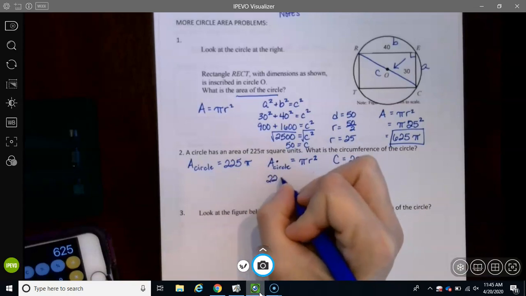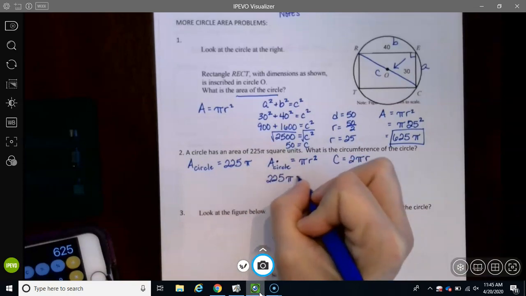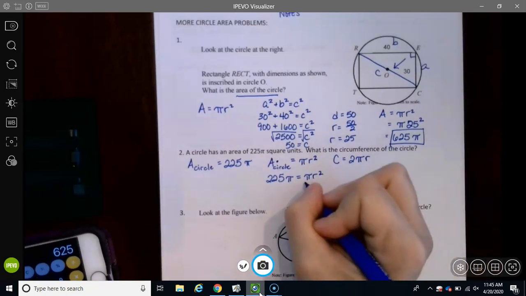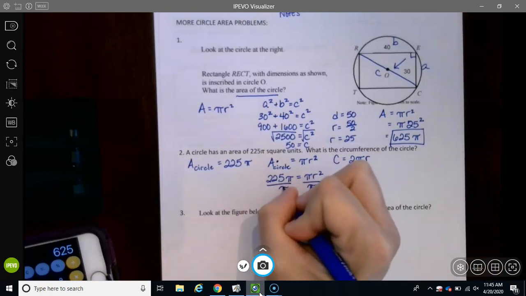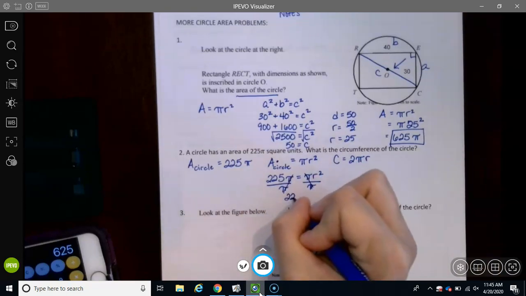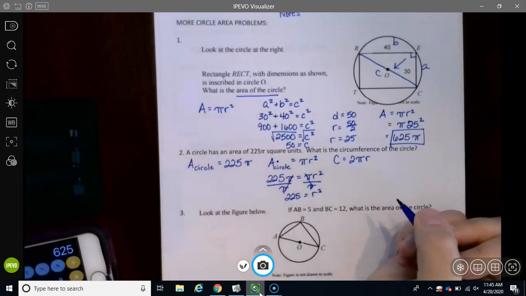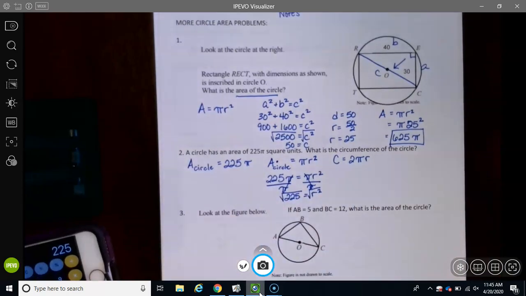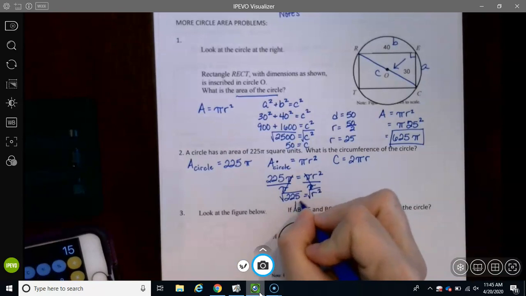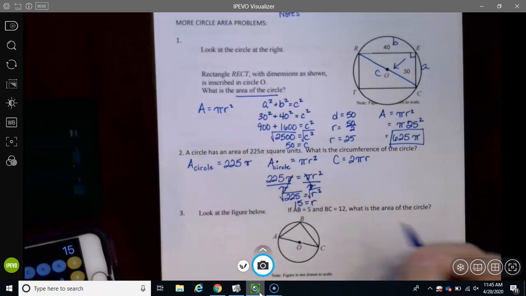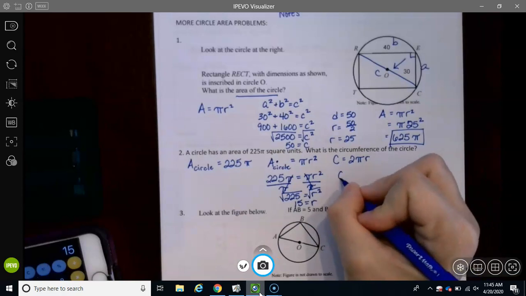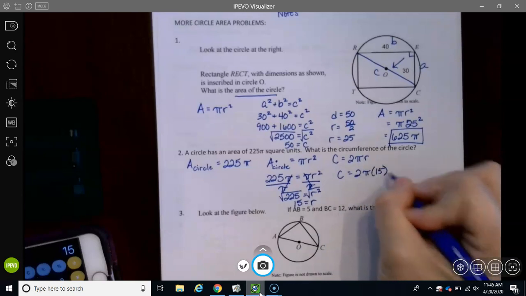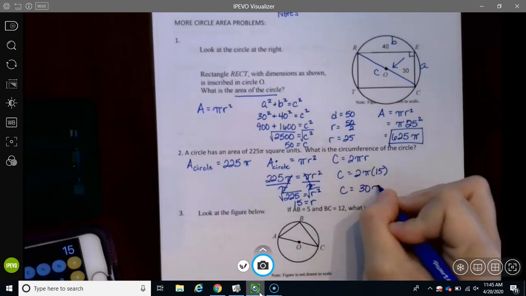So replace the area of the circle with 225 pi. So we get that equals pi r squared. Work towards getting r by itself. So divide both sides by pi. Pi's cancel out. We're left with 225 equals r squared. We want to know what r is, not what r squared is. So we got to take the square root of both sides. And we take the square root of 225, you get 15. So our radius is 15. Now we can plug that into here to find the circumference. So 2 times pi times 15. The circumference is 30 pi.